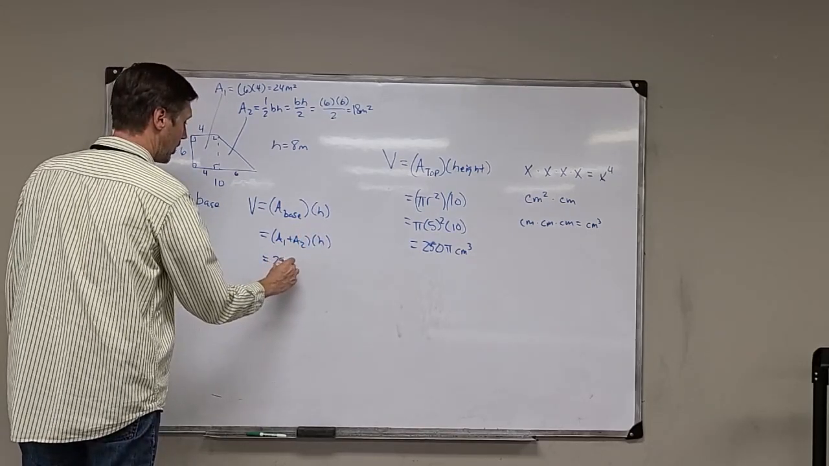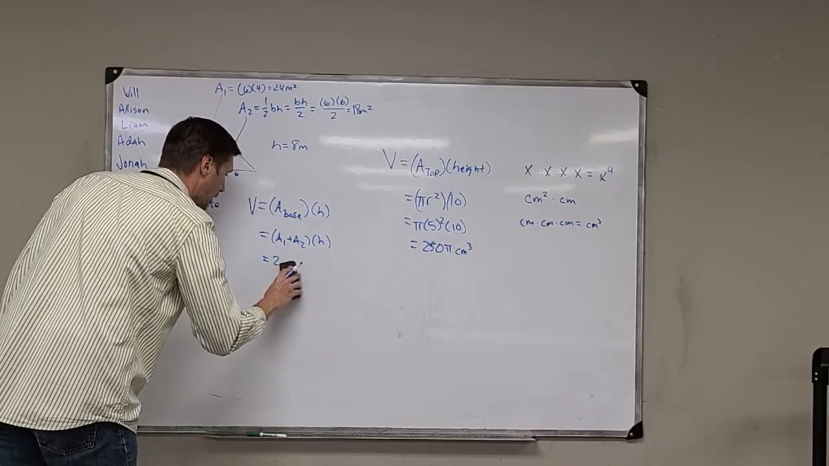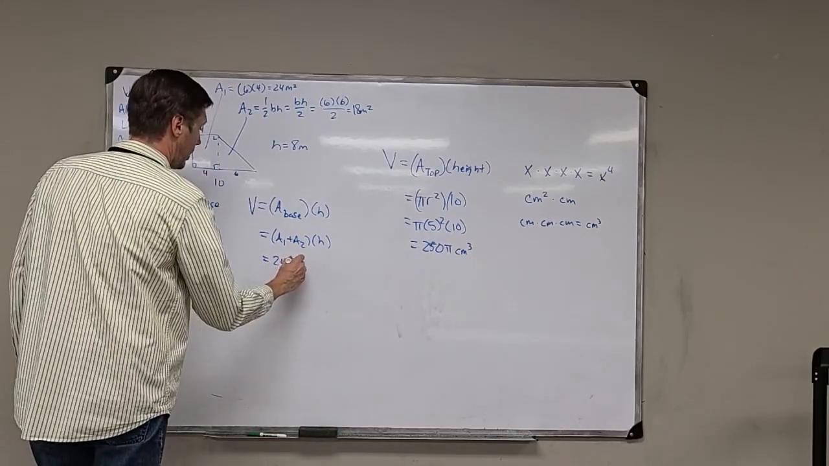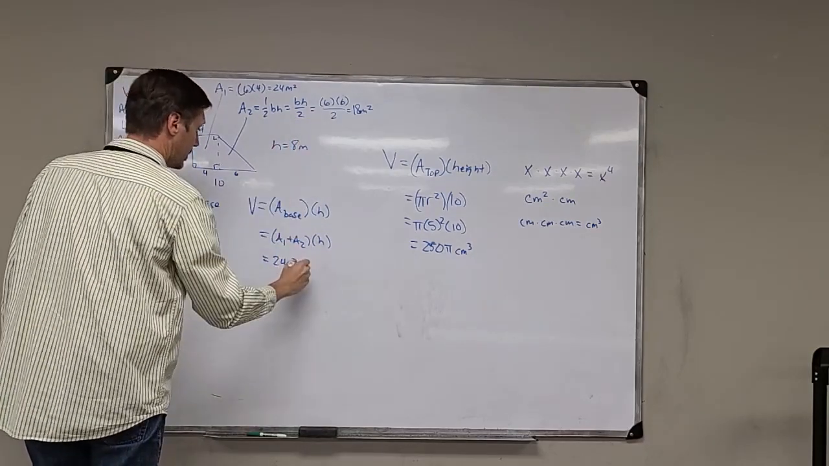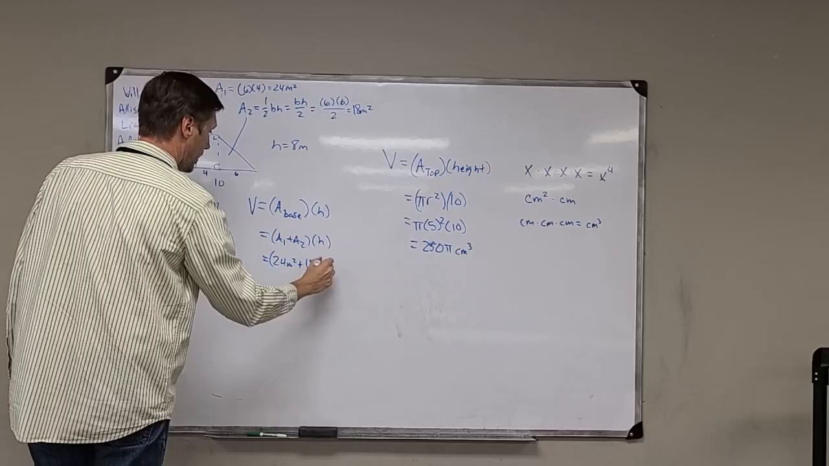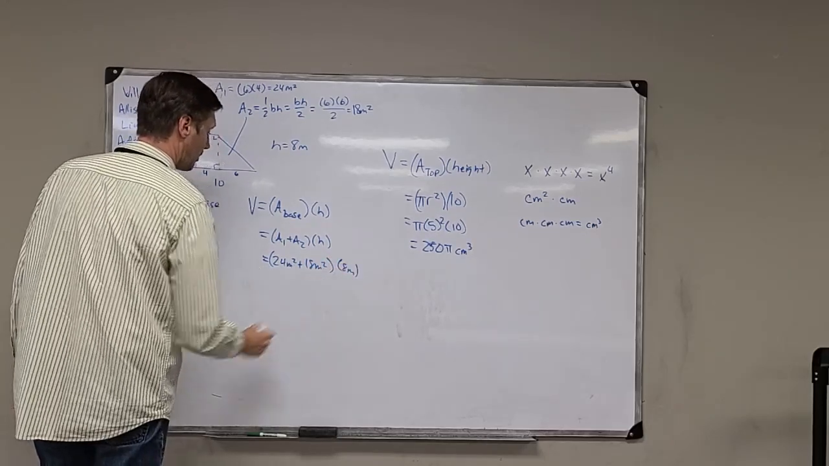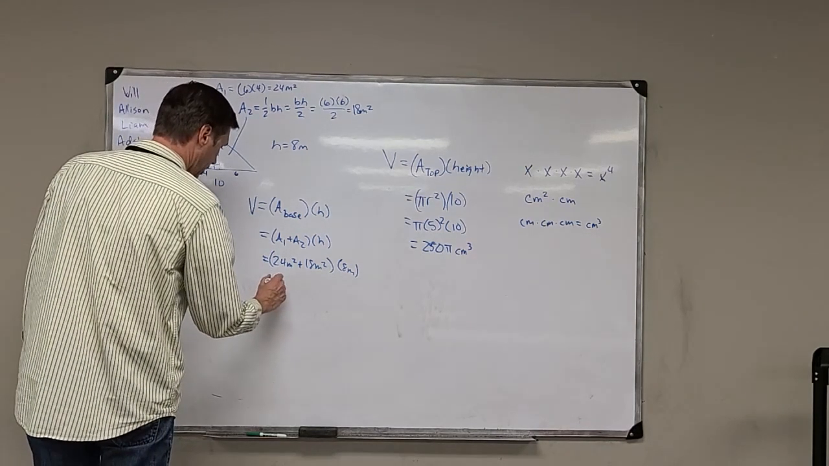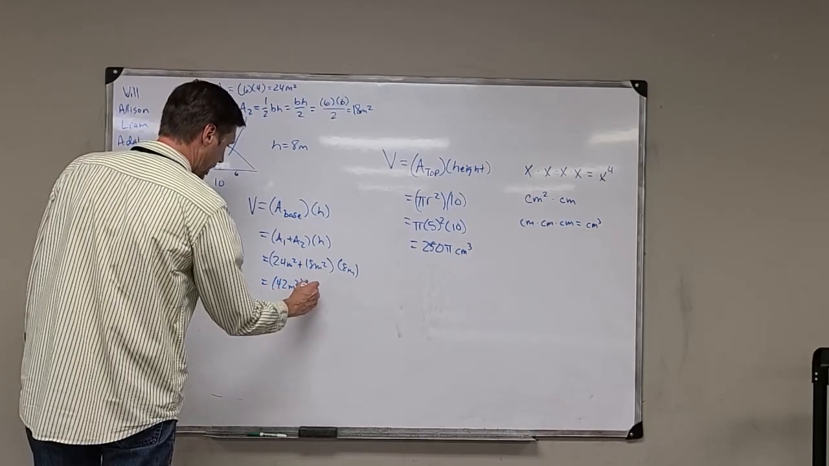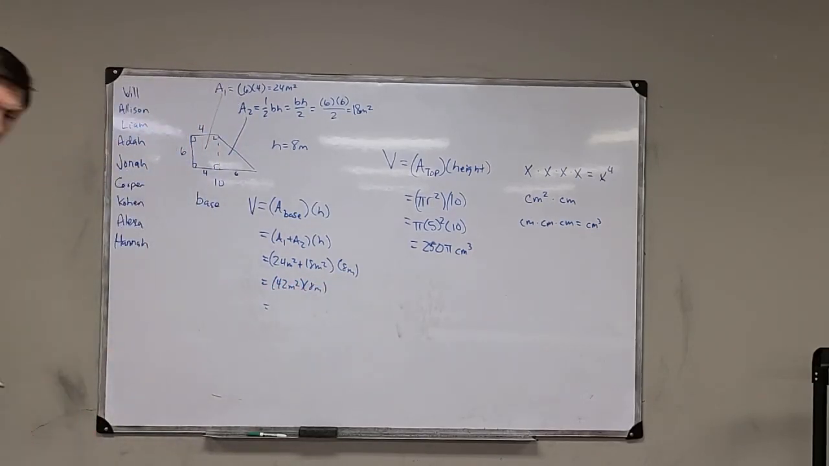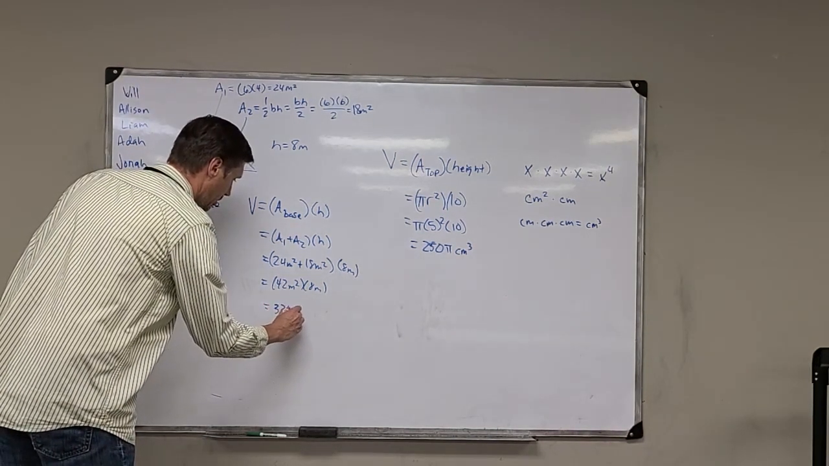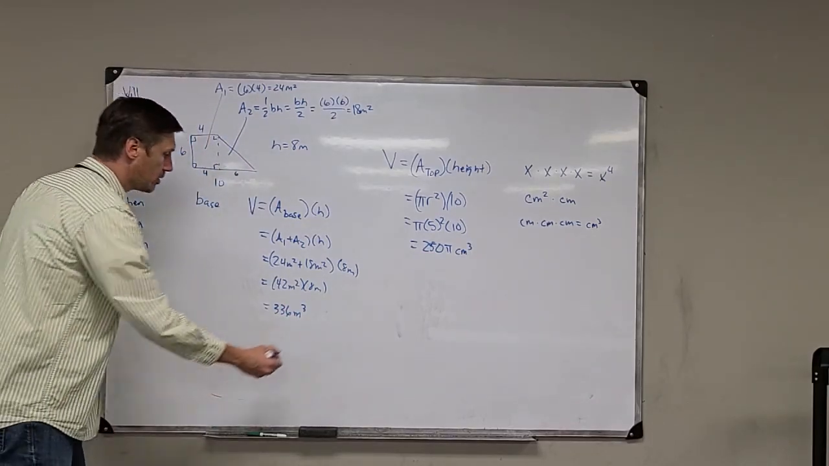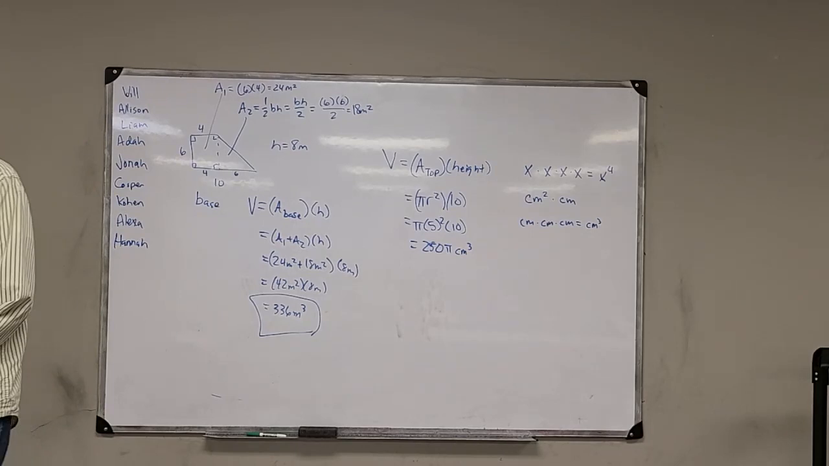So we have 24 meters squared. Why did I write 25? I don't know. 24 meters squared plus the area of the triangle, which is 18 meters squared. All of that times our 8 meters, which they gave us in the problem. So 24 plus 18, that's 42 meters squared times 8 meters. And when we punch that in our calculator, we get 336. And remember, our final volume unit will always be cubic units. So it'll be meters cubed, or cubic meters.